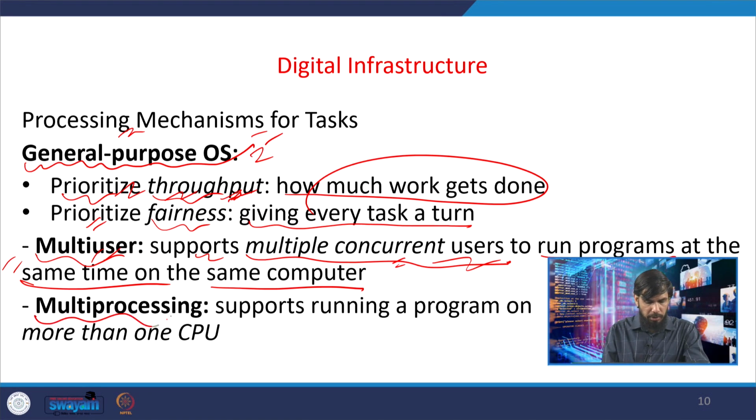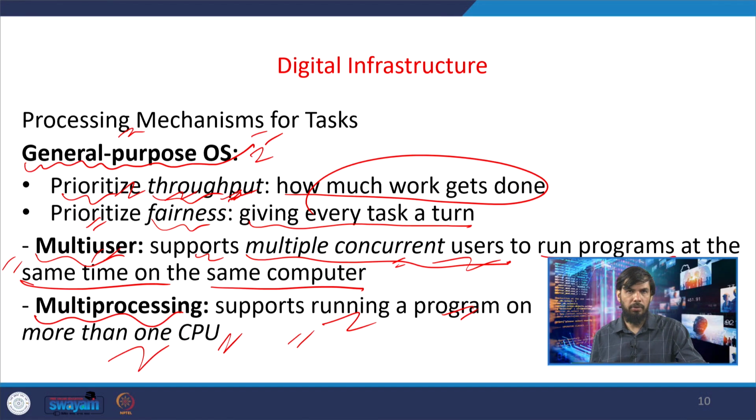Then multi-processing supports running a program on more than one CPU, right. If there are more processing cores, the question is whether that support is there. The operating system should be able to use the multiple processing cores that are there. So some parallelization can happen because of that. That coordination is also being done by the operating system.